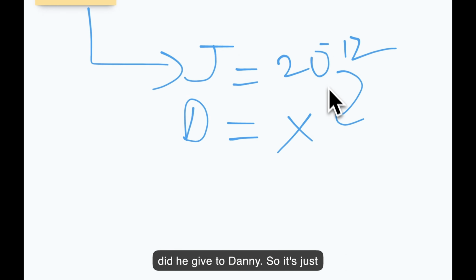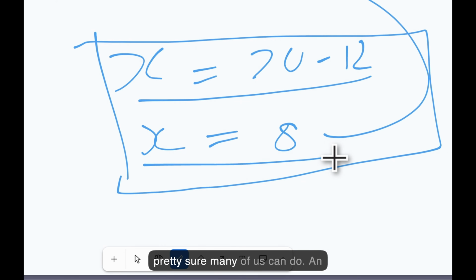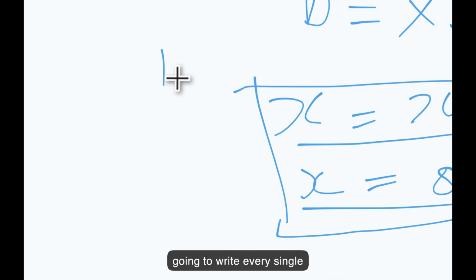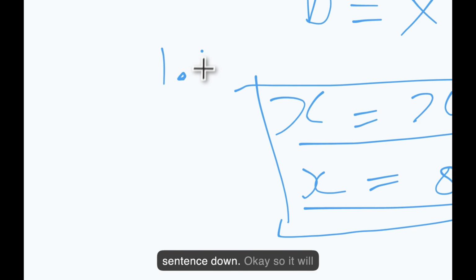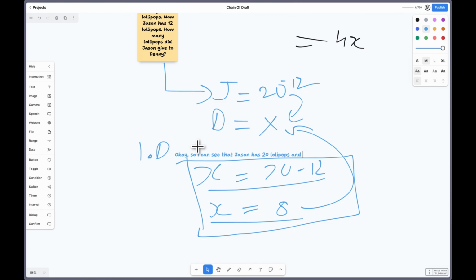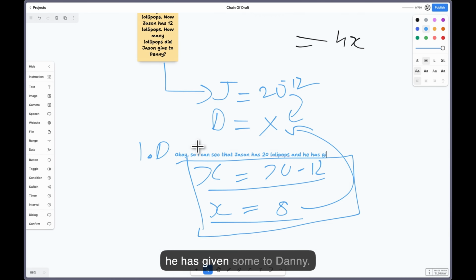If you're good at arithmetic calculation, you probably don't even need to write this step. You'll just write the answer right away, which I'm pretty sure many of us can do. An LLM, especially with chain of thought prompting, is probably not going to be able to do that. It's going to write every single sentence down. So it will write like, okay, I can see that Jason has 20 lollipops and he has given some to Denny. Then it will probably try to understand what the task at hand is. Oh, great.